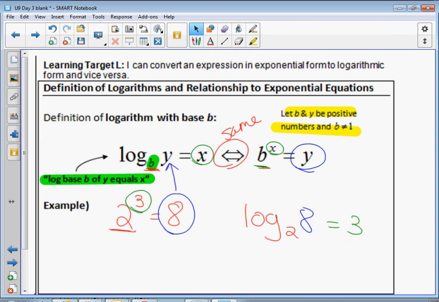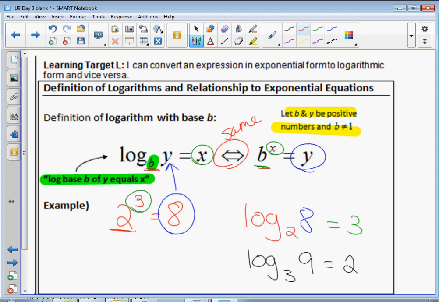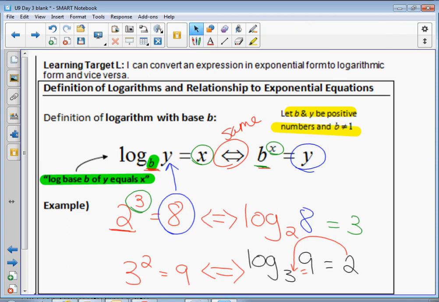If we were given a logarithmic expression, we want to convert back. Let's say that we have the log base, let me not do 2, let's do 3. Log base 3 of 9 equals 2. We can take this number at the end, and that will be the power on our base, and we'll say that it equals 9. And we know that 3 squared equals 9. So they mean the same thing, just a different way to write it. So let's practice converting back and forth.